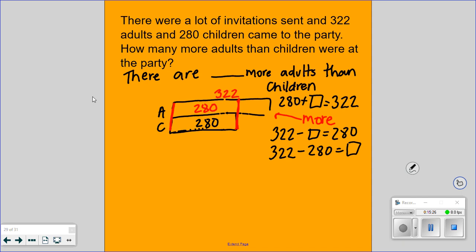From here, you can do a number line problem or strategy. You can do the black hole strategy. You can do whatever you want. You can count on from 280. So far, so good? Yeah. Flip page.